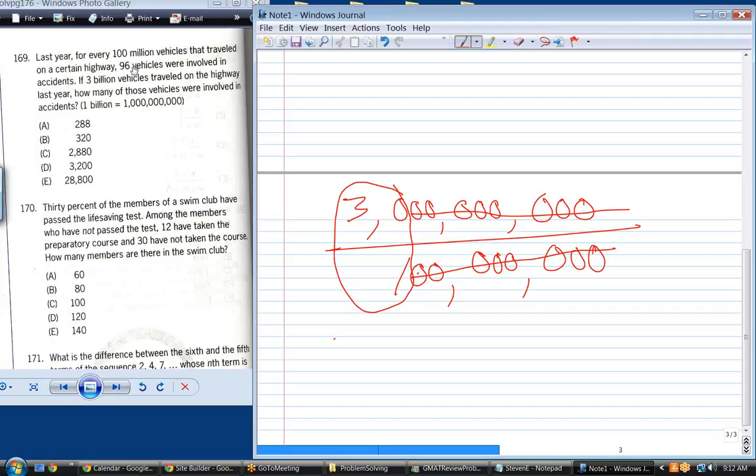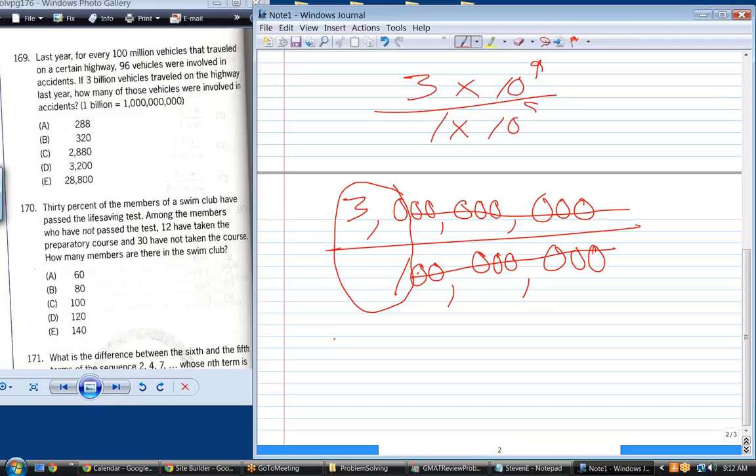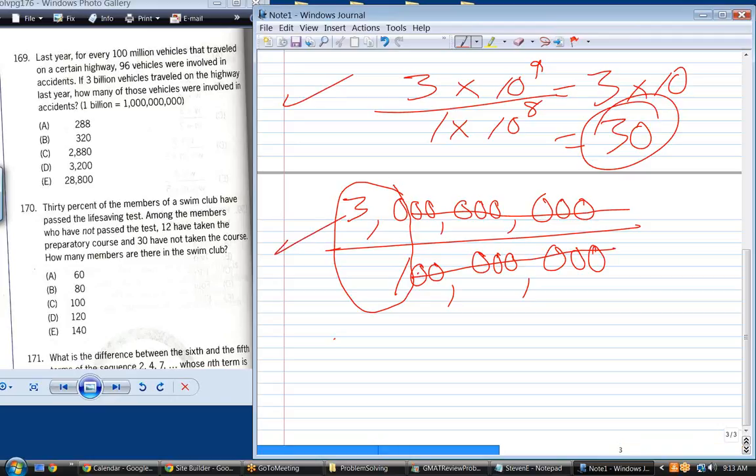Okay. Now, perhaps an easier way would be to use scientific notation. In other words, I could write 3 times 10 to the 9th divided by 1 times 10 to the 8th gives you 3 times 10. There's our 30-to-1 ratio. But if you're not real comfortable with scientific notation, that might actually be a slower way to go. I would say this is probably the most accurate. This is the way I would do it if I was taking the test, I think. Okay.